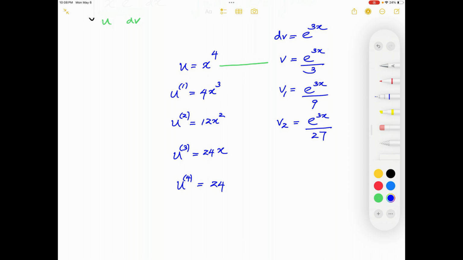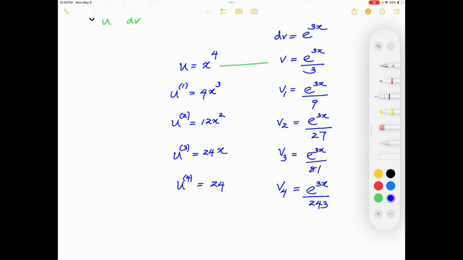We need to integrate v for the third time. Let me write it as v sub 3. It will be equal to e to the 3x divided by 3 times 27, which is 81. And we have to integrate it one more time. It will give me v sub 4. That will be equal to e to the 3x divided by 3 times 81, which is 243.